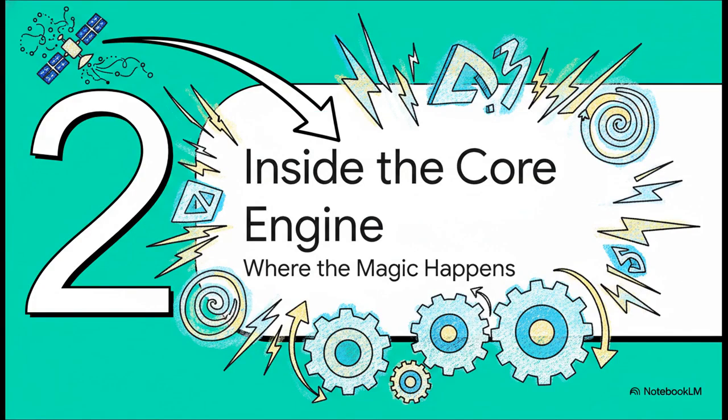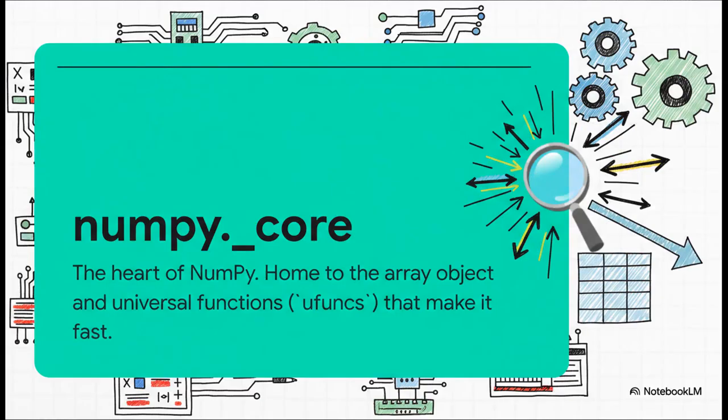Okay, so let's zoom in from that big satellite picture, right down to the heart of it all, the core engine. This is where the speed, the power, and really the magic of NumPy actually comes from. This is the engine room, folks. Looking at the source, a huge number of functions live right here inside NumPy.core, and that's on purpose. It contains the fundamental array object itself, and this is the key, the universal functions, or ufuncs. Now, these aren't your normal Python functions. They operate on entire arrays, element by element, at ridiculous speeds because they're written in precompiled C.